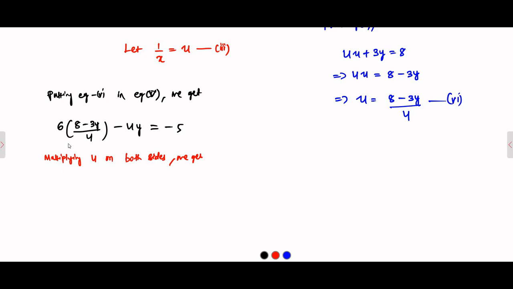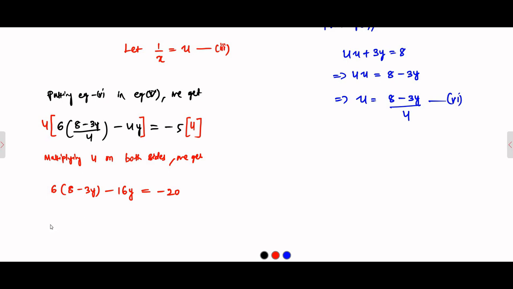So we have 6 into (8 minus 3y). When we multiply 4 here, 4 gets cancelled. When we multiply 4 here, we'll have minus 16y, 4 into 4 is 16. And when we multiply 4 with minus 5, we'll have minus 20. Okay, basically we have done this. So now this fractional portion is not there.